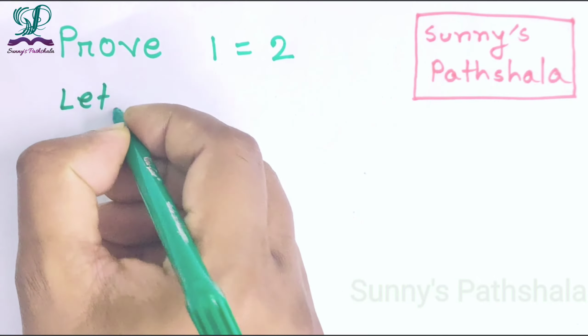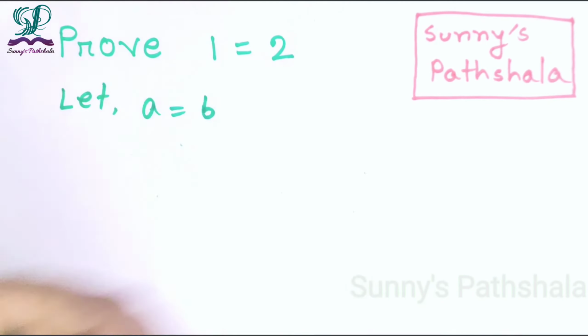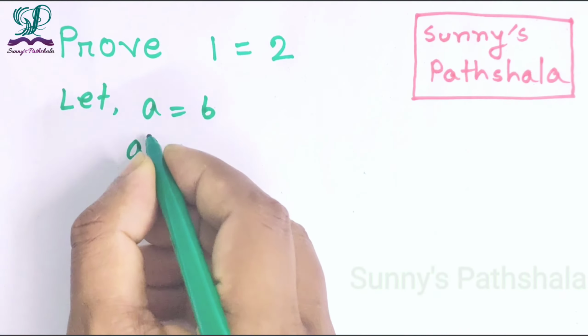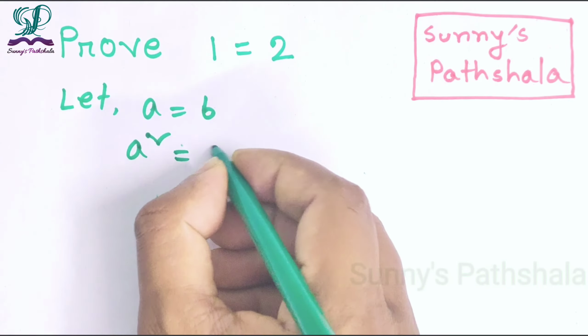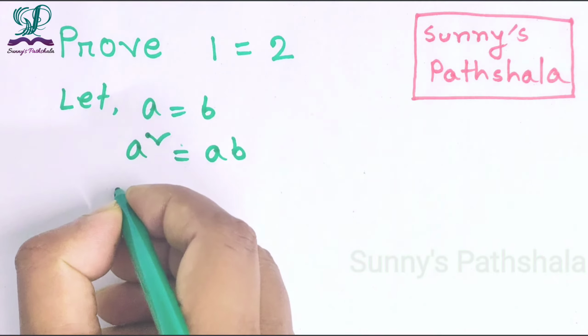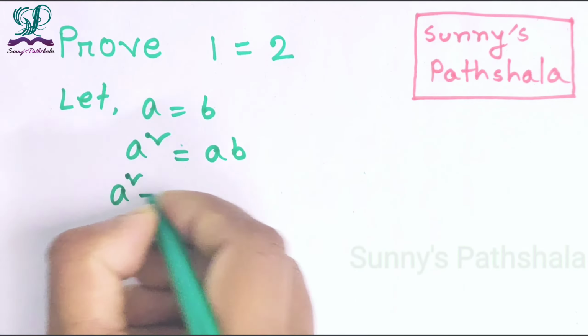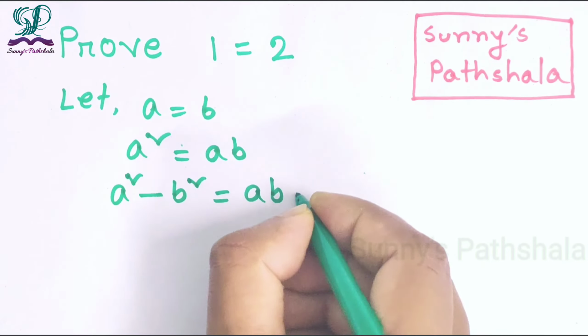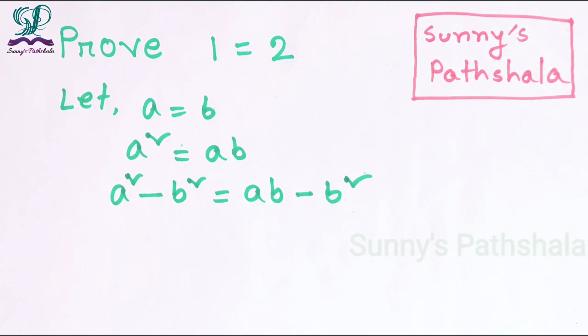Let a equals b. Then multiply both sides by a. a square equals ab. After that subtract b square from both sides. So we can find a square minus b square equals ab minus b square.